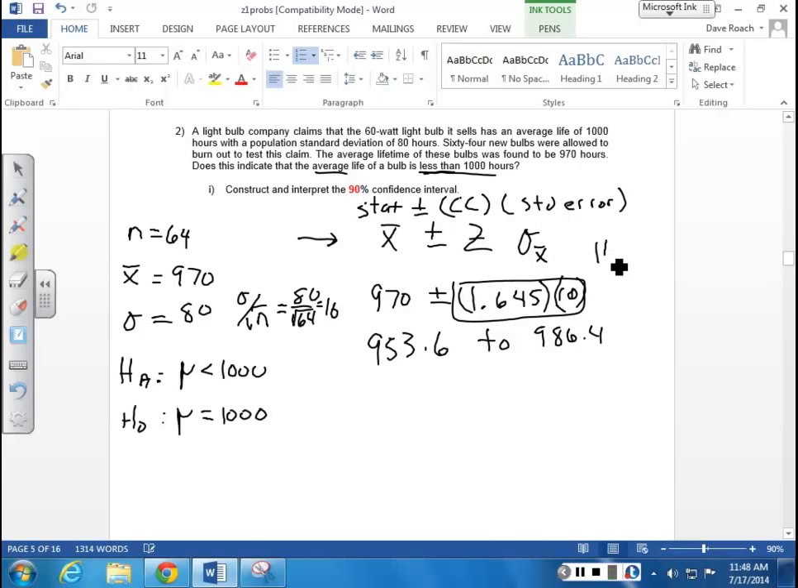By the way, this part here, 1.645 times 10, or 16.45, that is the margin of error. Another way to think about that is statistic plus or minus margin of error, and that confidence coefficient times standard error is the margin of error. That entire interval is less than 1,000. So if we're using this interval to test this specific hypothesis, we would conclude that the population mean life of the light bulbs is less than 1,000.